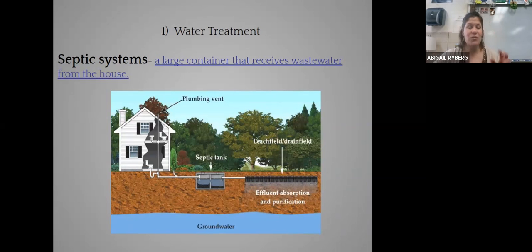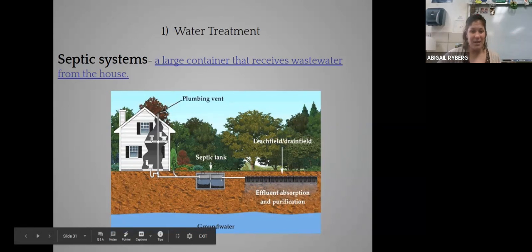This was something that was installed initially as well. And it basically pipes water underground, picture pipes coiled. And basically it just disperses the water underground. So it will be released and then filtered through the soil or the rocks or whatever. And so that's a septic tank.